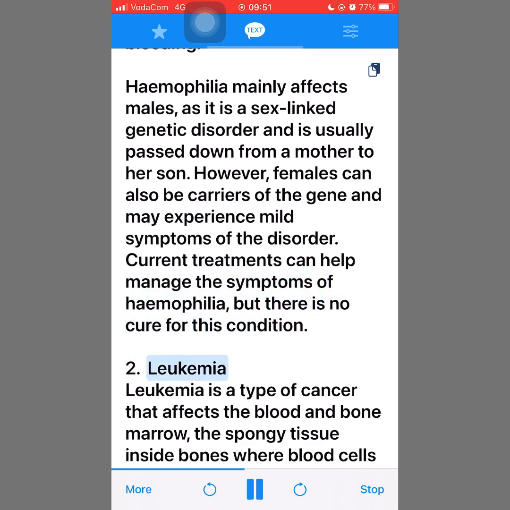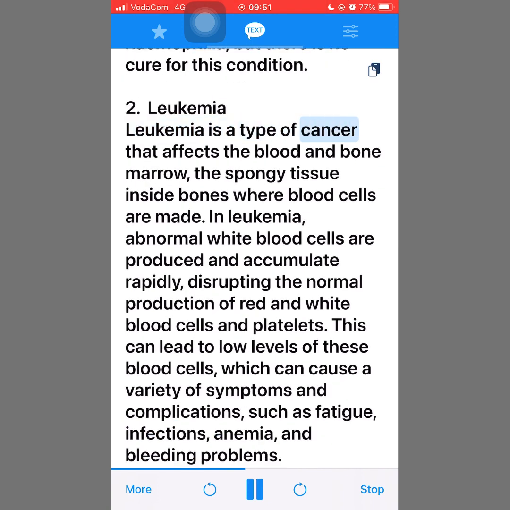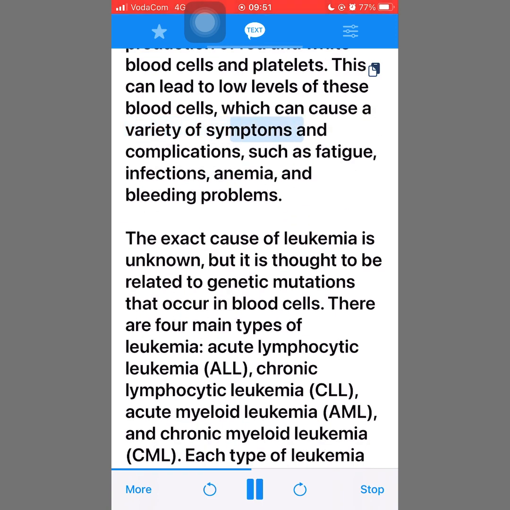2. Leukemia. Leukemia is a type of cancer that affects the blood and bone marrow, the spongy tissue inside bones where blood cells are made. In leukemia, abnormal white blood cells are produced and accumulate rapidly, disrupting the normal production of red and white blood cells and platelets. This can lead to low levels of these blood cells, which can cause a variety of symptoms and complications, such as fatigue, infections, anemia, and bleeding problems.